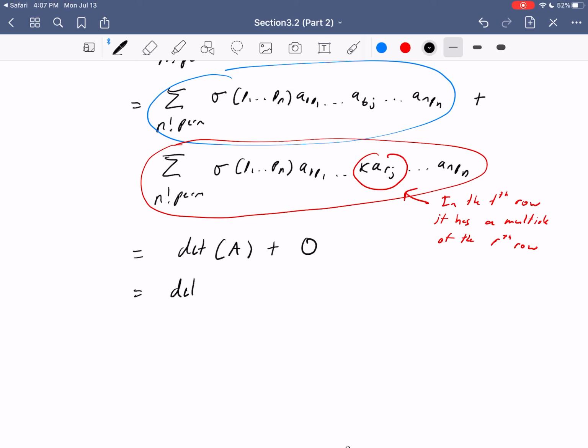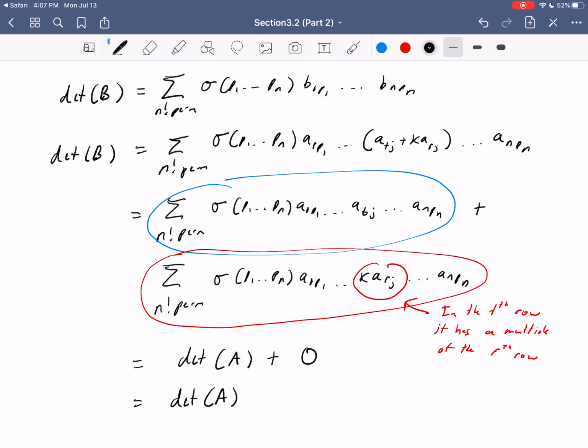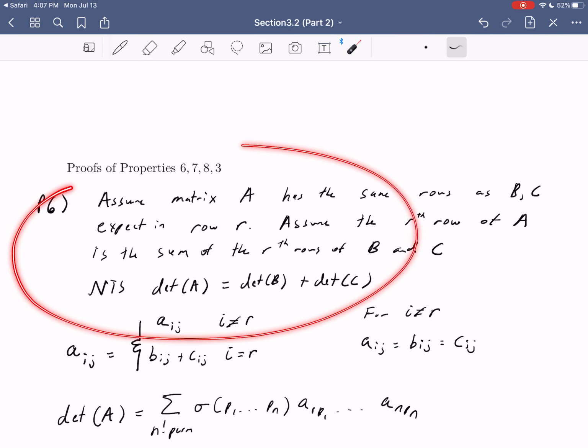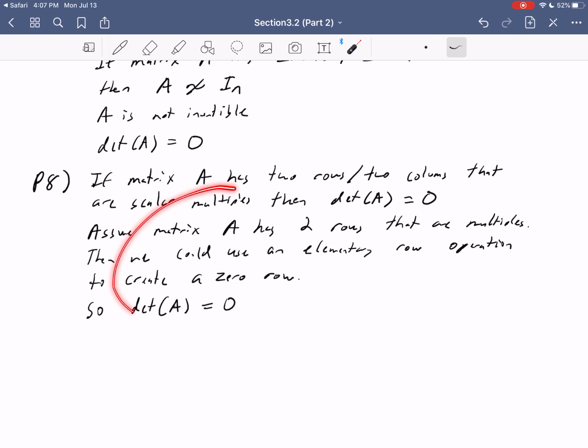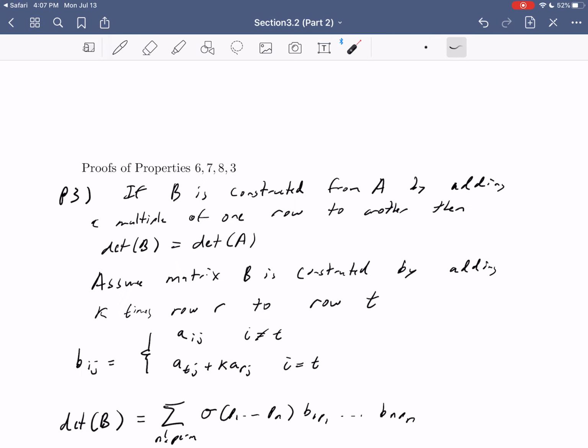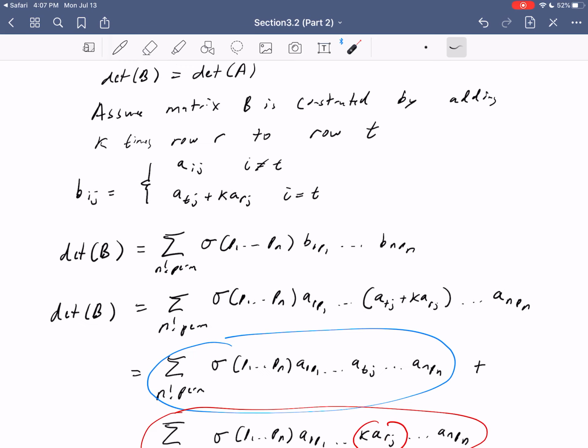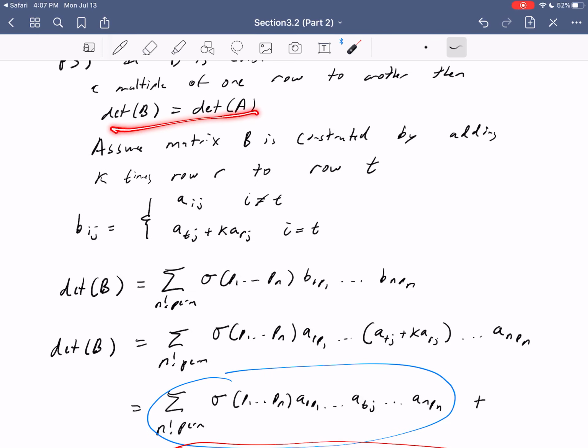So this shows us that the determinant of B is equal to the determinant of A, which is what we wanted to show. I know I went a little fast here because this one is very, very similar to what we did back on property 6. But really, I hope you can see that once you have property 6 and property 8, those two together basically guarantee us property 3, which is the one we really wanted to make sure we had a proof of because it was the last elementary row operation. Now we know that it really doesn't change the determinant, as proven here.